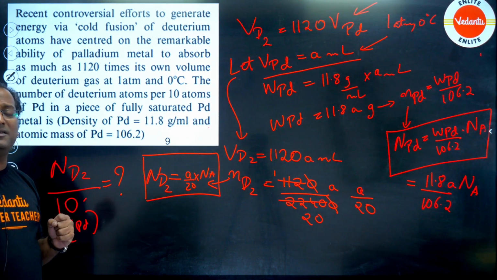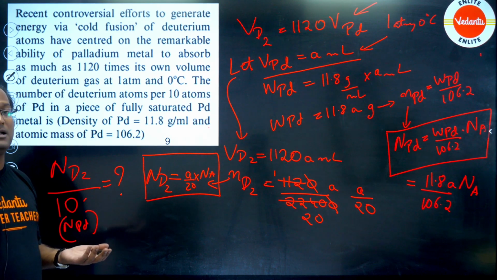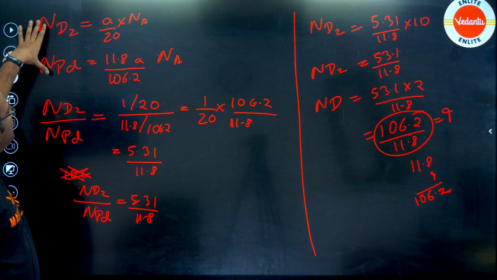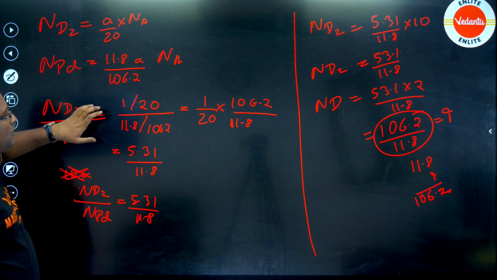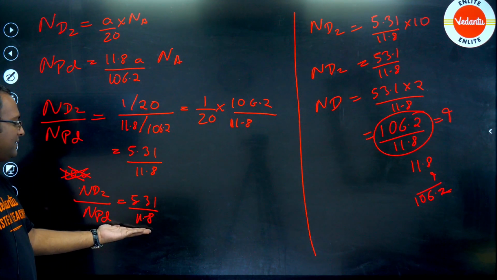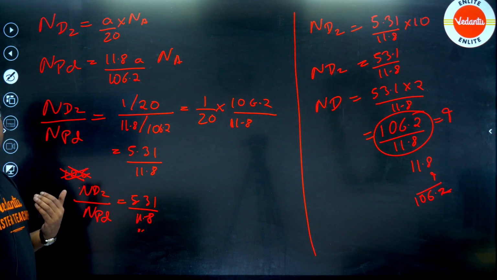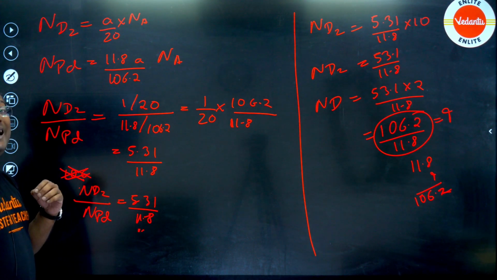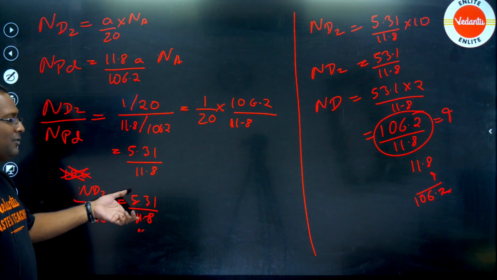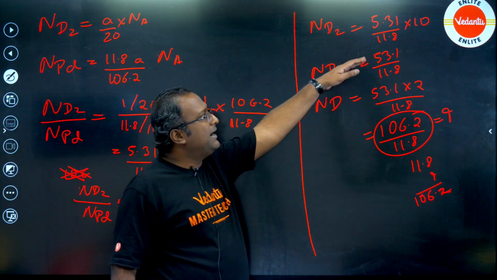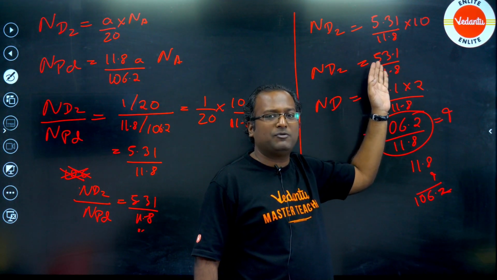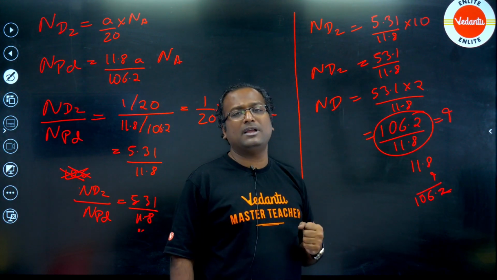What we are interested in is the ratio of the number of deuterium atoms to the number of palladium atoms. So when you take the ratio of number of deuterium to number of palladium atoms, you get your answer. Is this calculation the final answer we are looking for? No, what we are looking for is the number of deuterium atoms per 10 palladium atoms. This was for 1 palladium atom, so we multiply it by 10. Again, job not done. This was for the deuterium molecule. We have to multiply it by 2 again to get deuterium atoms.